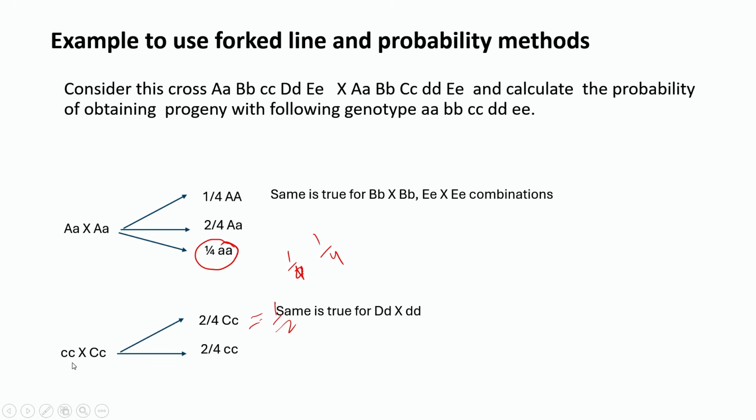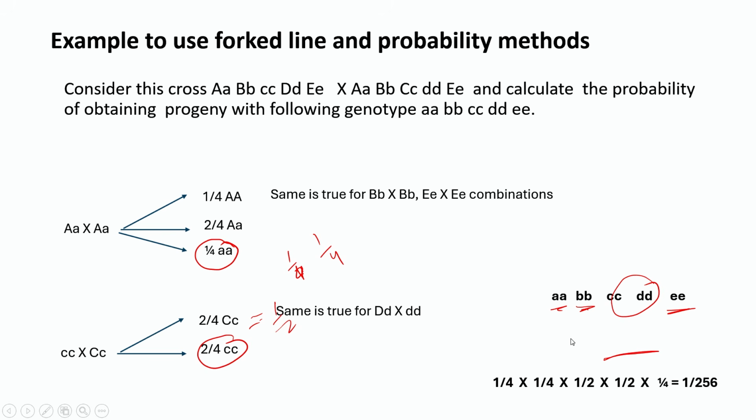And so what is true for cc, you see homozygous cc is crossed with heterozygous Cc and heterozygous Dd is crossed with homozygous dd. When we get these probabilities, they are going to be 1 by 4 for aa, 1 by 4 for bb, 1 by 4 for ee, and for cc and dd they are 1 by 2. And because they are AND events, what we are doing is we are multiplying them. So that is how we solve these kinds of problems.